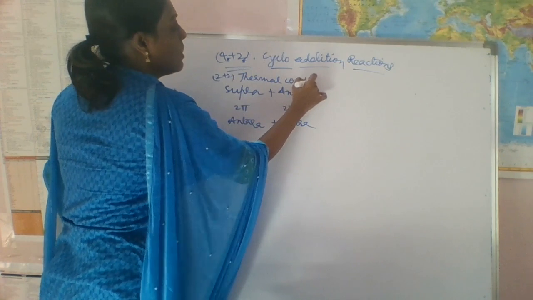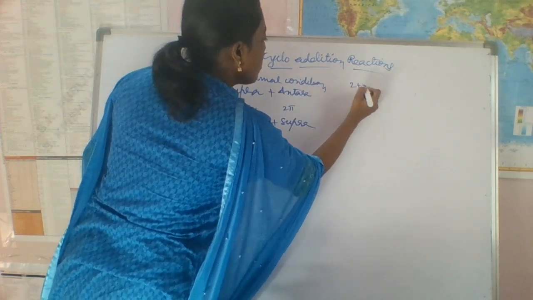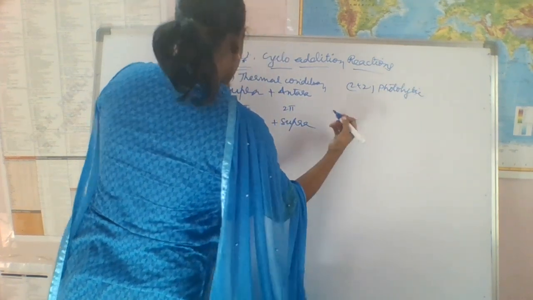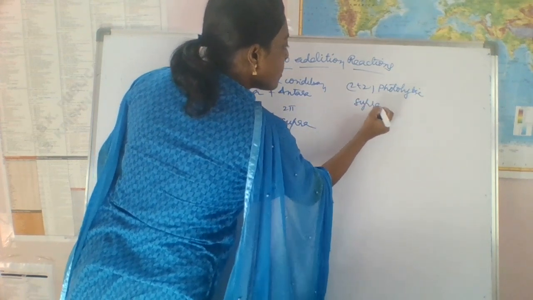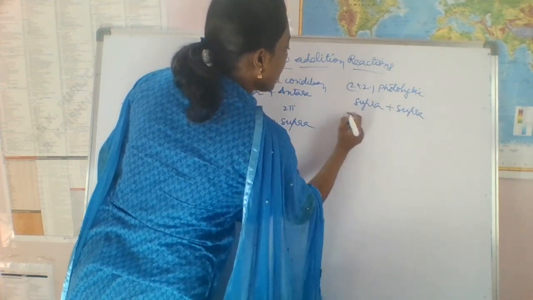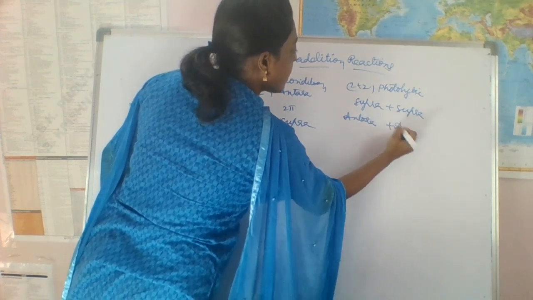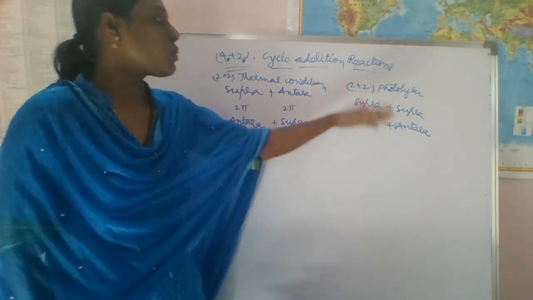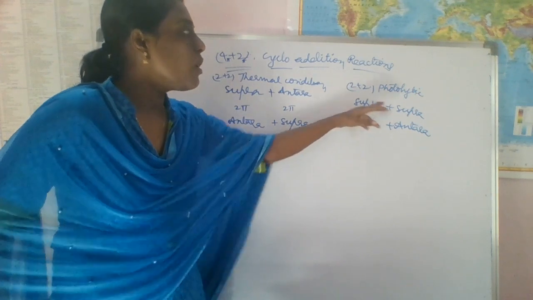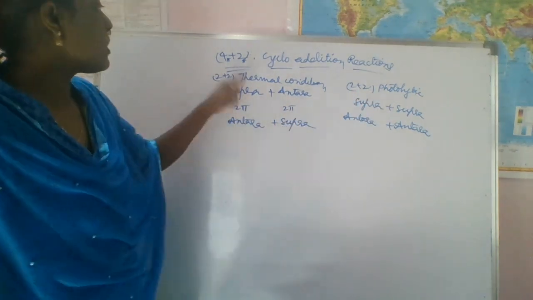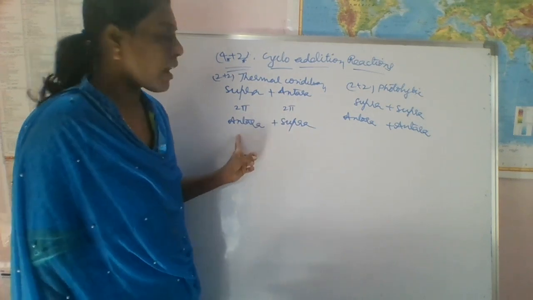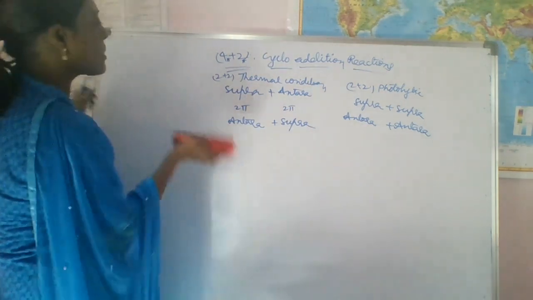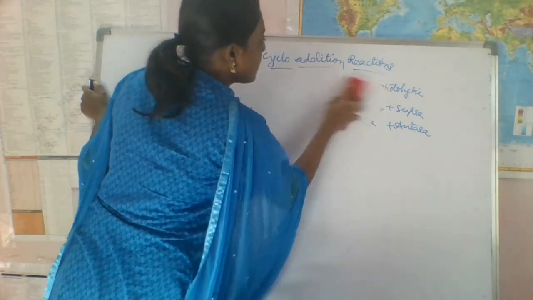And what about the 2 plus 2 photolytic induced cycloaddition? It involves both molecules supra plus supra or antara plus antara, right? So the two molecules are involved either through supra or antara in the case of photolytic condition, right? But in thermal condition it involves supra antara or antara supra, right? So this is about the 2 plus 2 cycloaddition reaction. Let's see what the 4 plus 2 cycloaddition reaction is.